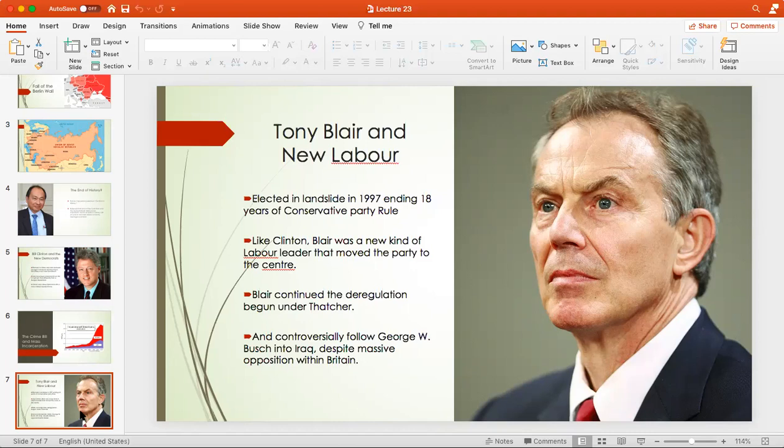And he embraced a similar foreign policy to Clinton, though he took it much further when a few years later he would follow George W. Bush into the disaster of the Iraq War.